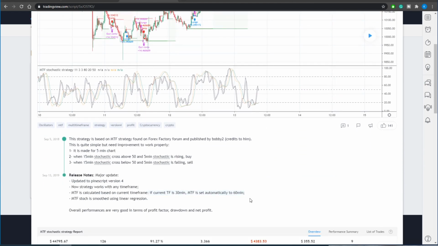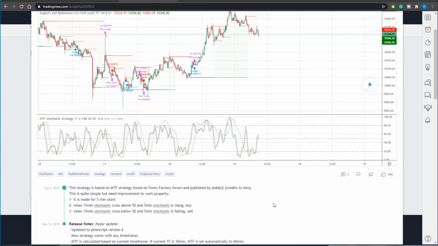The whole idea, which we really liked, is that it used several time frames. However, if the current time frame is 30 minutes, the MTF is set to automatically be calculated at 60 minutes. And for us, it's a problem because it takes the larger time frame to calculate what's supposed to happen on a 30-minute time frame. So-called repainting will be occurring.